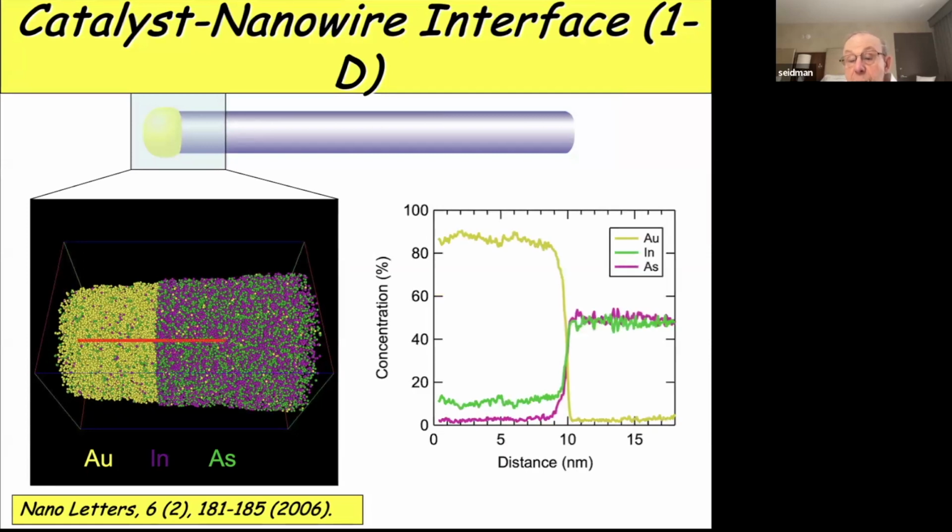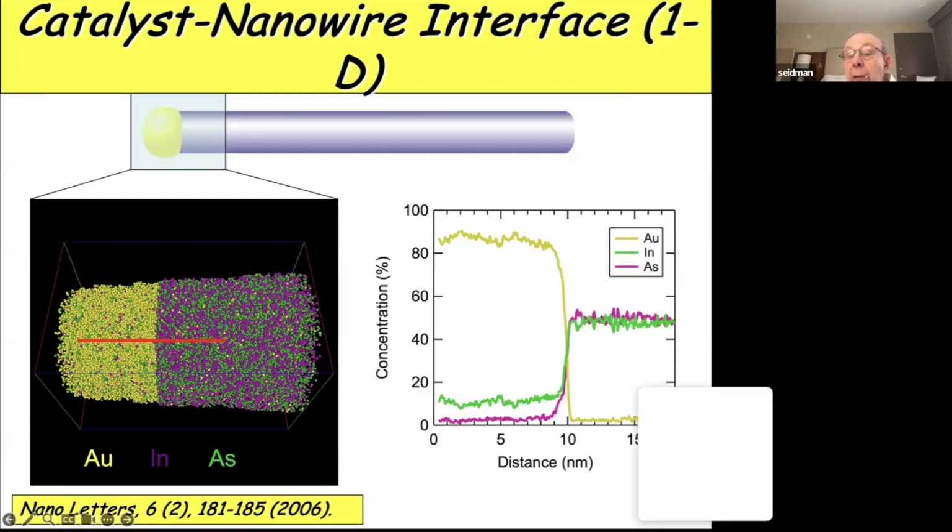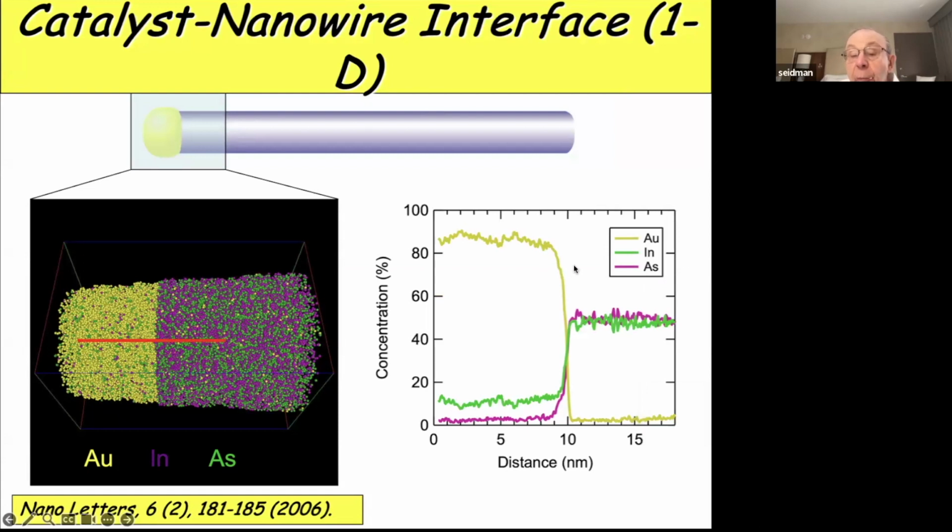And here are the concentration profiles. Here is the gold way up here, and then there is some arsenic and some indium in the gold. And then when you go to the right, you mainly have indium and arsenic, and then there's still some gold down here, but it's at a lower concentration. And so you get these atomic concentration profiles.